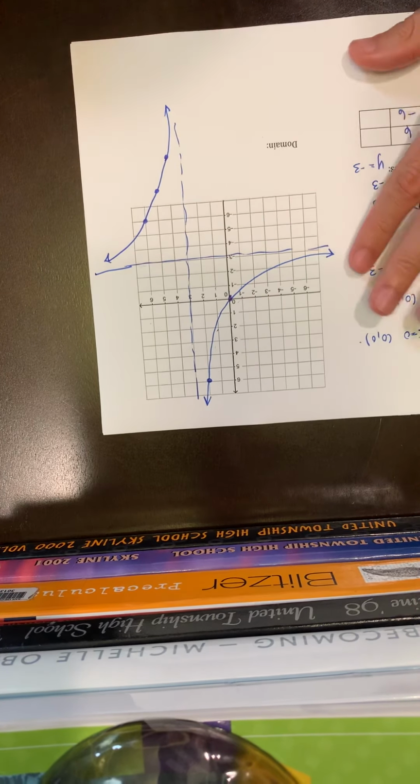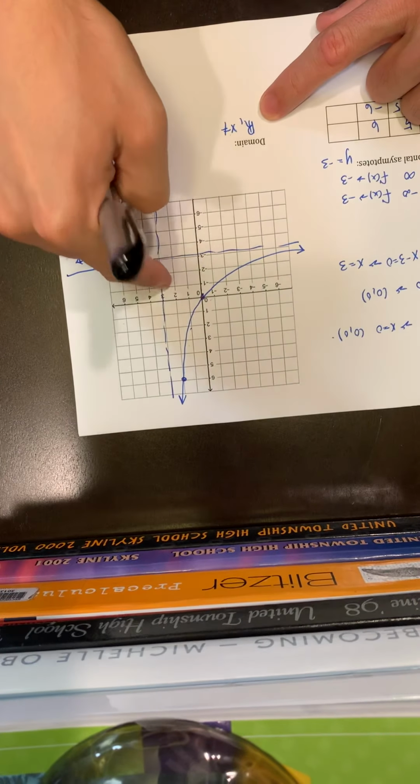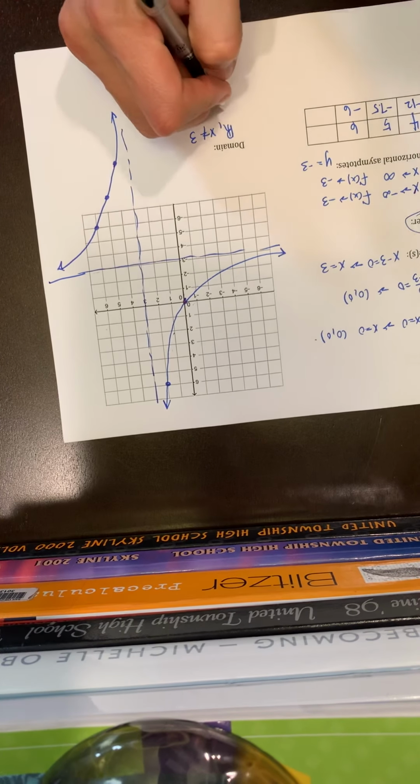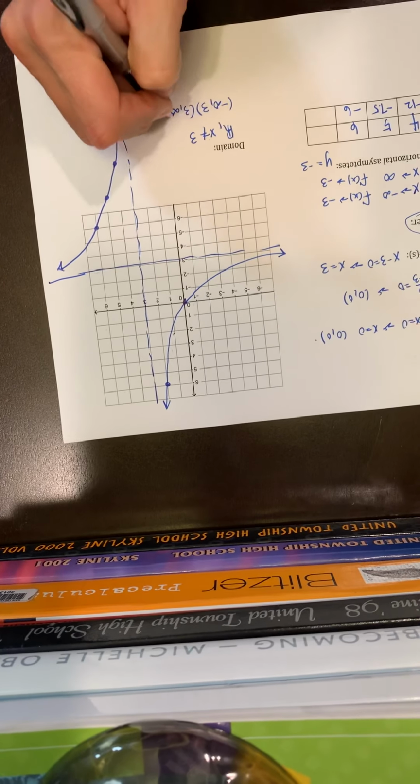If I want to state my domain, it's all real numbers, and we're going to take out the one vertical asymptote value, which is +3. If you want to do interval notation, you'd need an interval for numbers smaller than 3 and an interval for numbers bigger than 3.